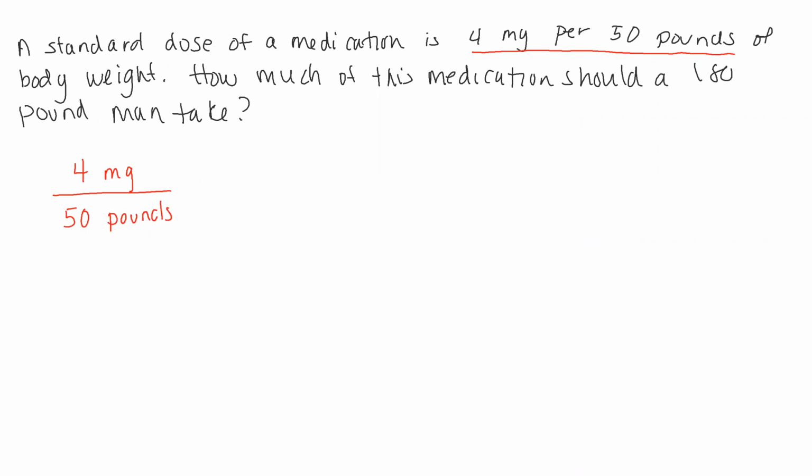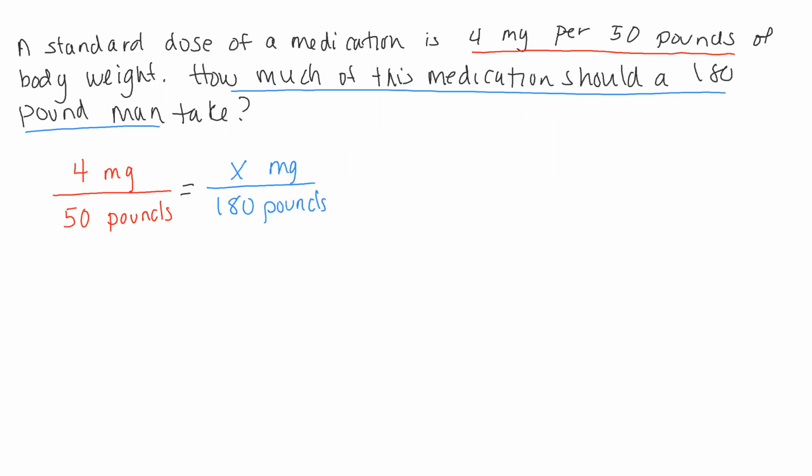All right. The second piece of information is incomplete, but it asks us how much of this medication should a 180-pound man take? Well, we know the weight of this person, 180 pounds. What we don't know is the number of milligrams of this medication. So we read through the information, we found our two rates, we set our two rates equal to each other in such a way that common units line up horizontally. We're now good to cross multiply.